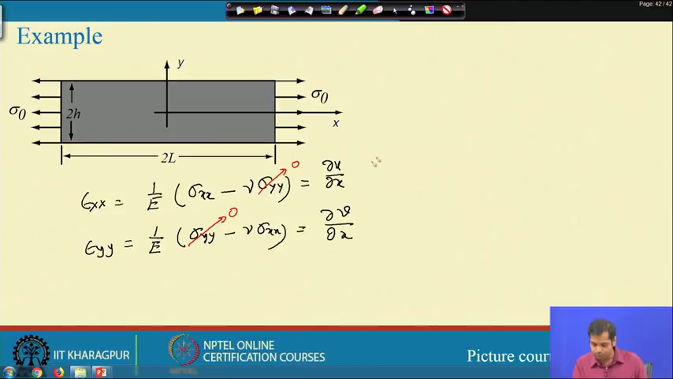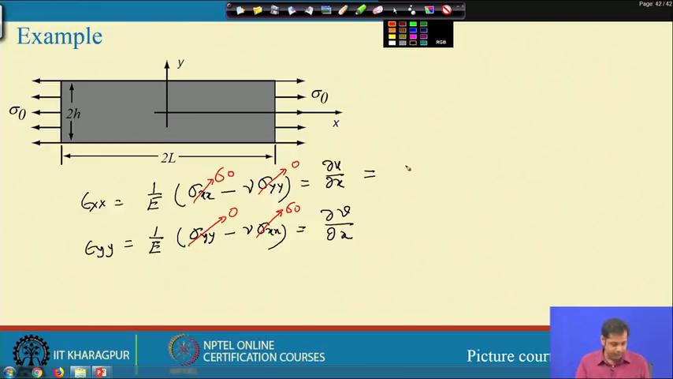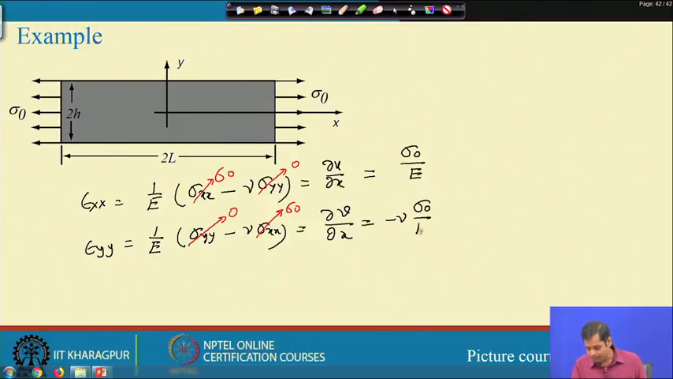Now, in this case only sigma yy is 0, so we can directly put sigma yy equal to 0, and sigma xx is sigma 0. So, essentially, del u del x will be sigma 0 by E, and del v del y will be minus nu into sigma 0 by E. Now, if we integrate this, what do we have?